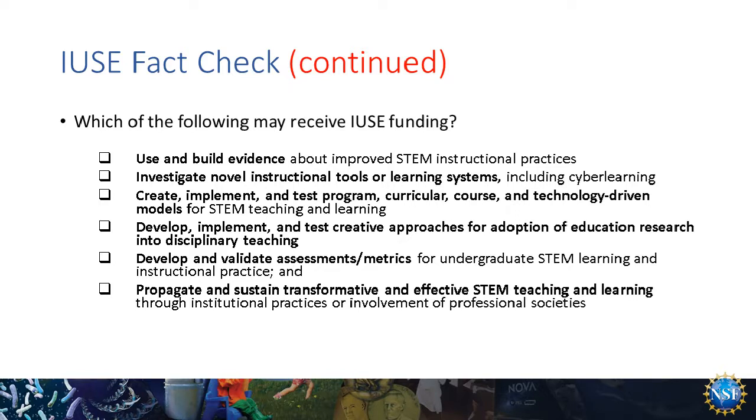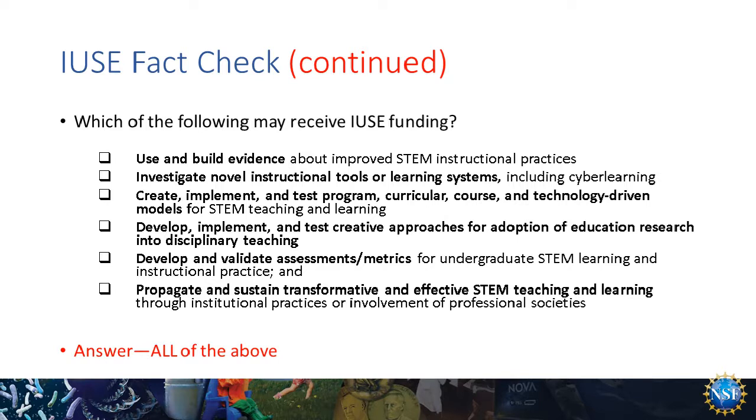Developing, implementing, and testing creative approaches for the adoption of education research into disciplinary teaching. Developing and validating assessments or metrics for undergraduate STEM learning and instructional practice. And the last option is to propagate and sustain transformative and effective STEM teaching and learning through institutional practices or the involvement of professional societies. So 6 different options. Which of those could potentially receive funding? Well, the correct answer is all of the above.